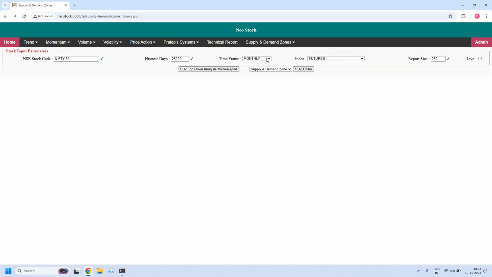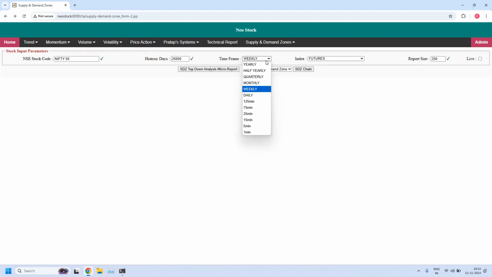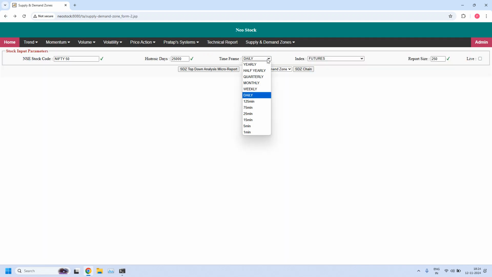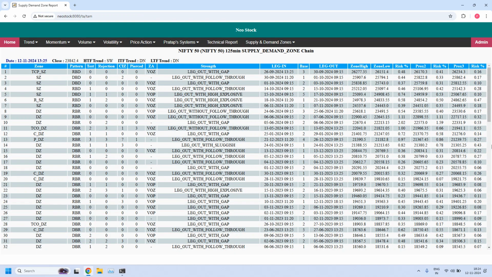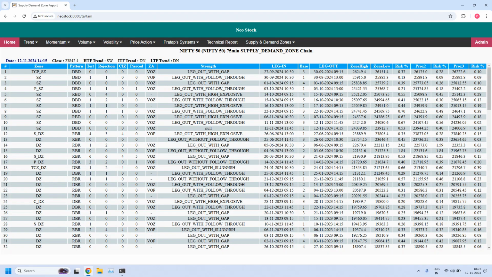Okay, next time frame is weekly, generating weekly supply demand zone chain for NIFTY. Next time frame is daily, generating daily supply demand zone chain for NIFTY. Next time frame is 125 minutes, generating 125 minute supply demand zone chain for NIFTY. Next time frame is 75 minutes, generating 75 minute supply demand zone chain for NIFTY.